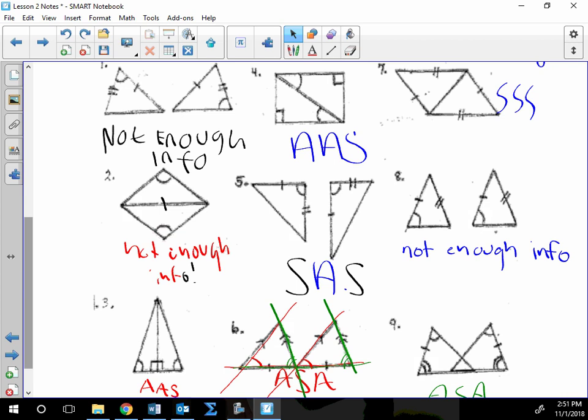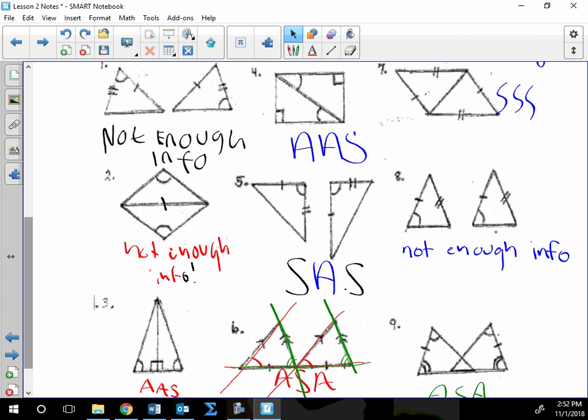What's the difference between 5 and 8? So here we have side, angle, side. The angle is in between. Here my angle is not in between, which gives us angle side side, which is the bad one. If this would have been in between, we would have been fine.